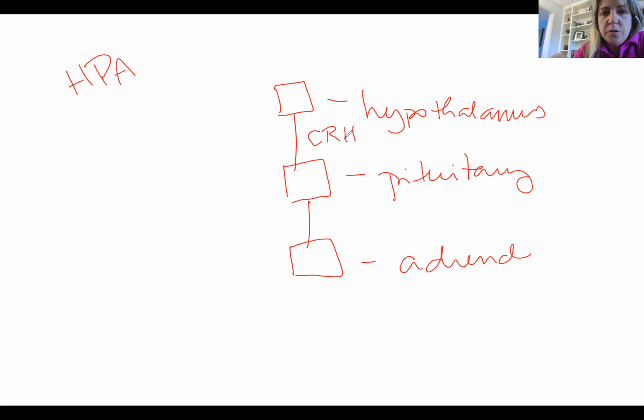I want you guys to look up on Google how to spell the word, but it's CRH, corticotropin releasing hormone. And CRH is going to stimulate the pituitary gland to release ACTH, which is also, I need you guys to look up how to spell this word, ACTH, adrenocorticotropic hormone, into the blood circulation. ACTH arrives in the adrenal gland and stimulates the adrenal gland to produce cortisol.